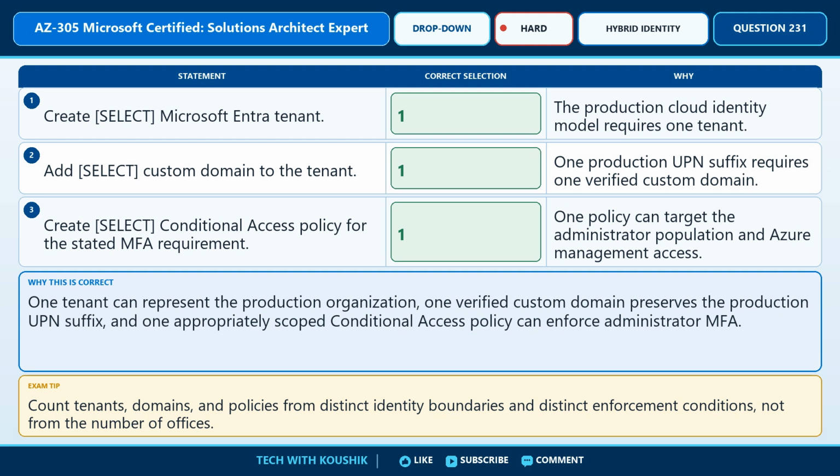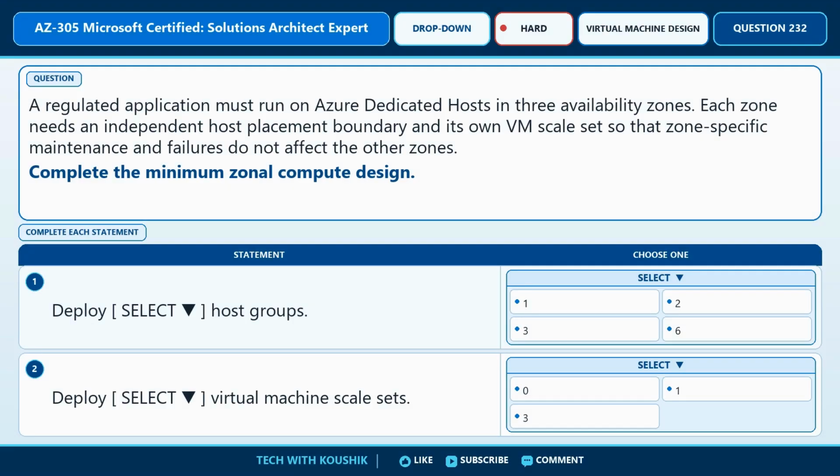Exam tip: count tenants, domains, and policies from distinct identity boundaries and distinct enforcement conditions, not from the number of offices. Question number 232. This one is marked hard. Eliminate the options systematically.